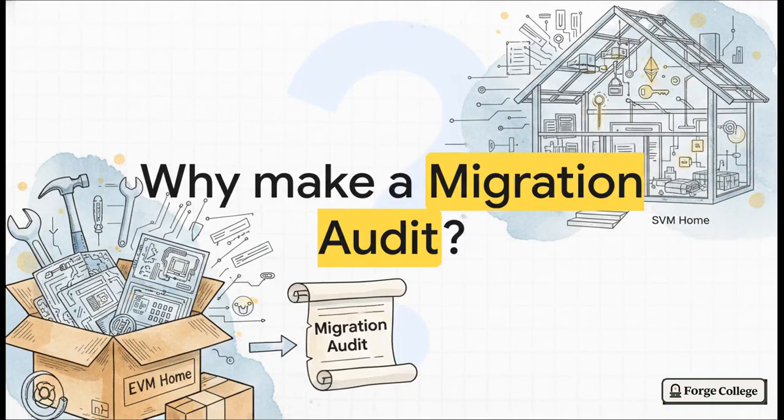So before we pick up our digital hammers, we have to stop and answer this. Why on earth did we just spend hours meticulously creating a migration audit in our previous lesson? Well, we start here because moving from the EVM to the SVM is literally like moving to a new house. That audit from our last lesson, that's the exact blueprint we need to arrange our new home so we can actually find our tools in the dark. Without it, you'd be packing your toothbrush in the exact same box as your power drills.